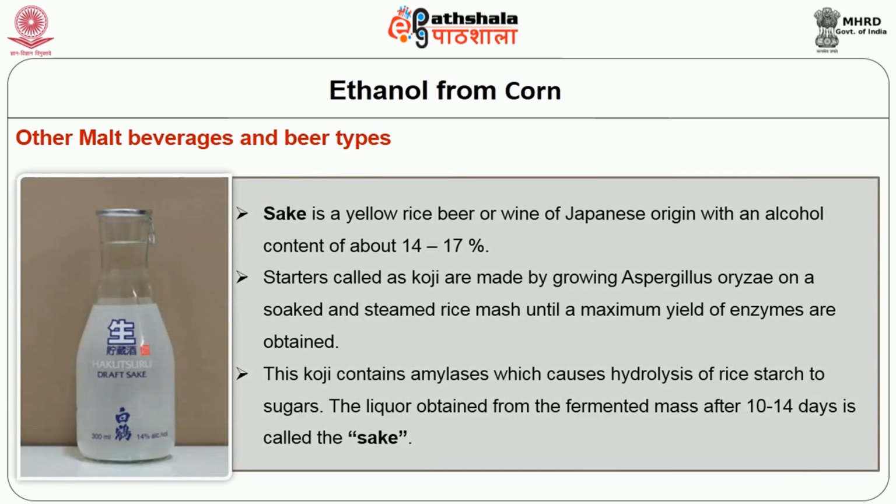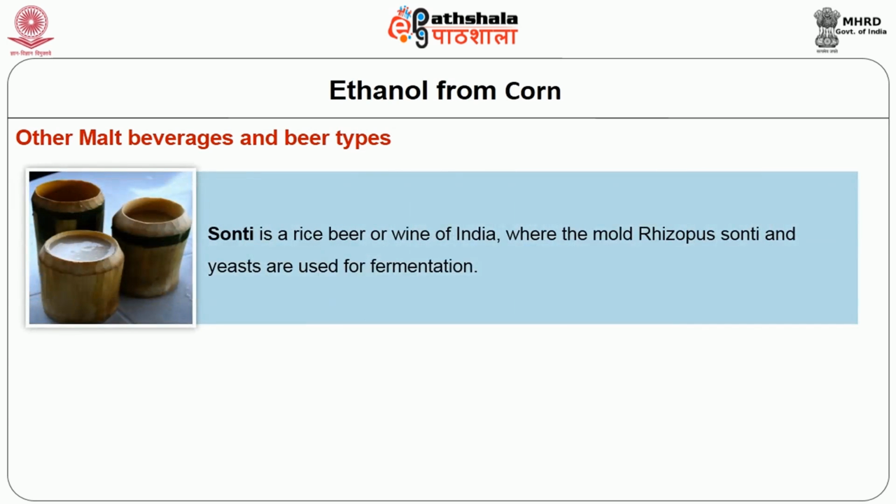Sake is a yellow rice beer or the wine of Japanese origin with an alcohol content of about 14 to 17%. Starters called koji are made by growing Aspergillus oryzae on a soaked and steamed rice mash until maximum yield of enzymes is obtained. This koji contains amylases, which cause hydrolysis of rice starch to sugars. The liquor obtained from the fermented mash after 10 to 14 days is called the sake. Sonti is a rice beer or wine of India where the mold Rhizopus sonti and yeast are used for fermentation.